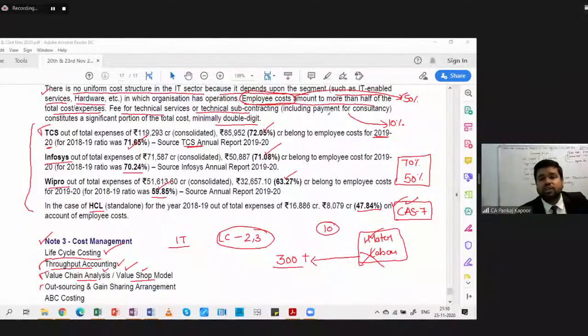Further, outsourcing. As we already mentioned, the cost of subcontracting is 10% of their total operating cost. Hence, you must be wise while doing the outsourcing.